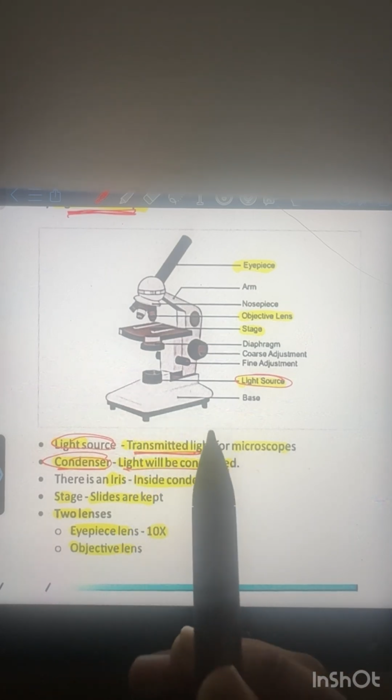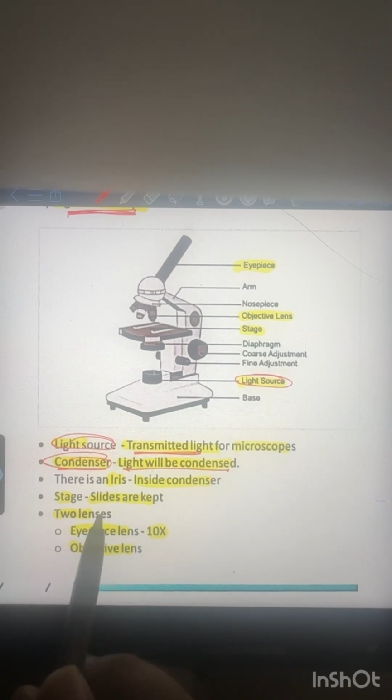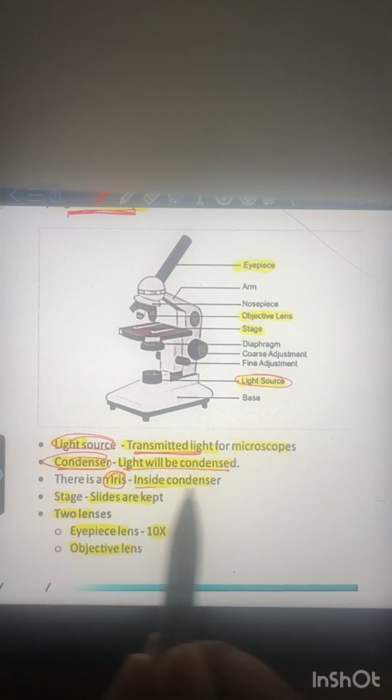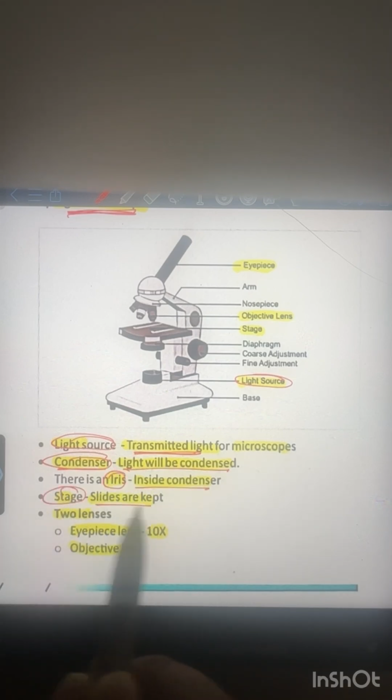What is this square thing known as? This is known as the stage. Why is it called the stage? Stage always has the hero performing on it. So the stage is going to have the slide. Whatever glass slide you have is going to be kept on the stage.